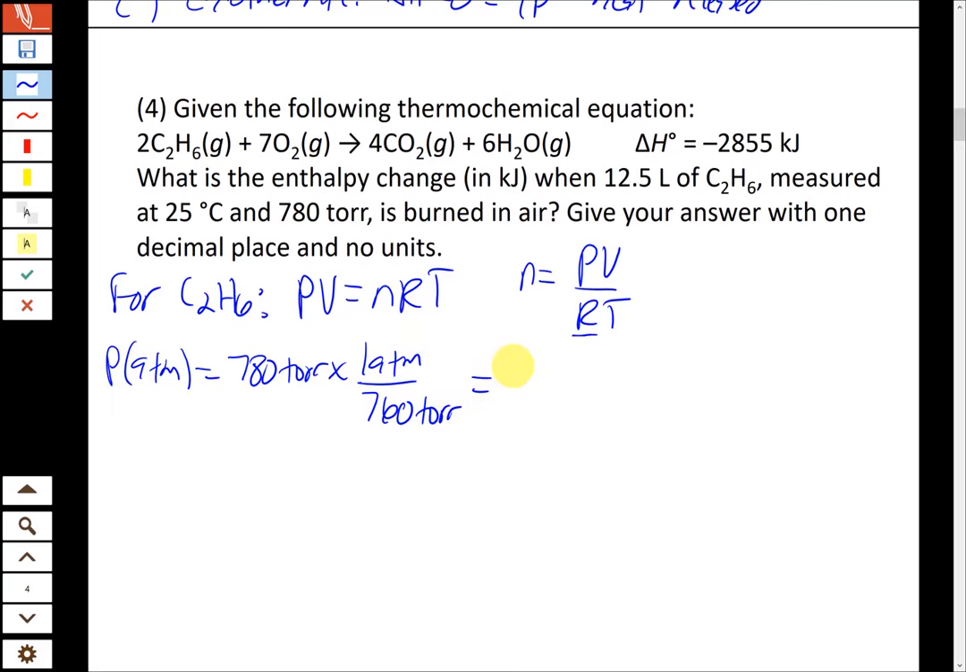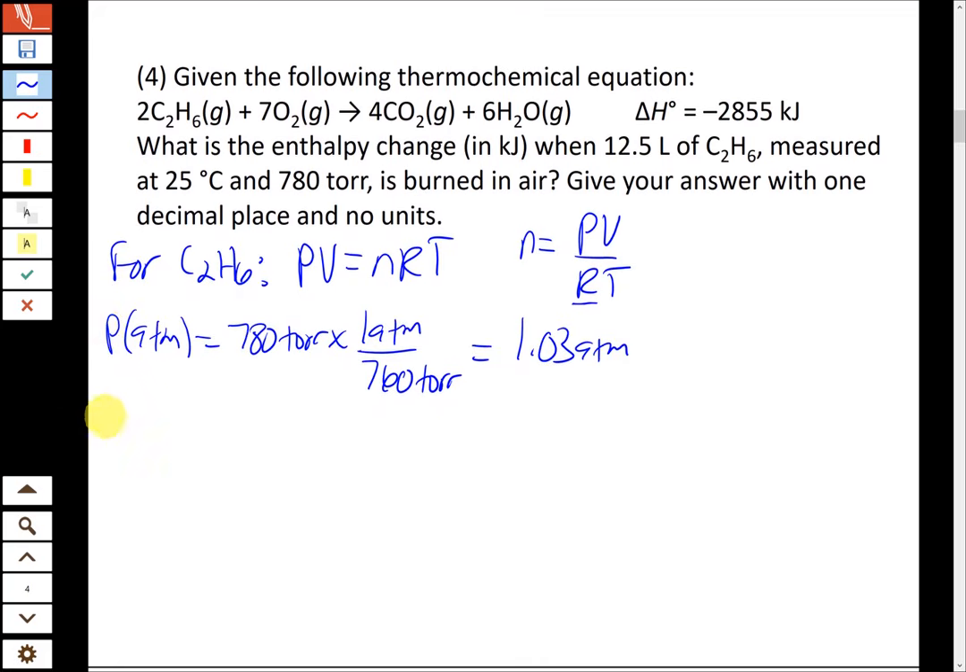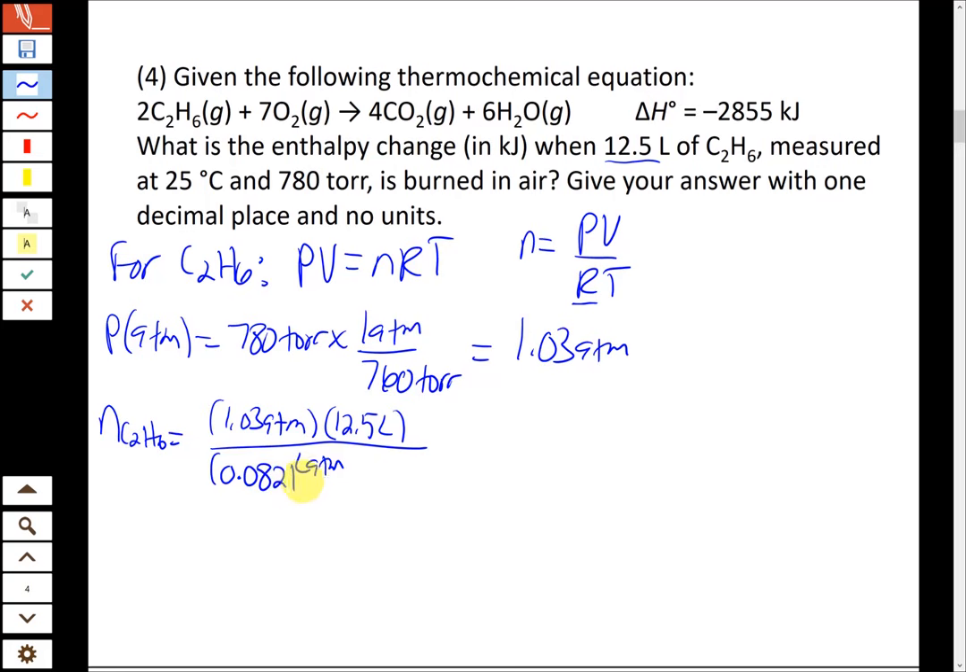So it's not all that different than 1 atmosphere, it's 1.03. All right, so that's the pressure in the correct units, and then we can now calculate the moles of that substance, C2H6, using PV over RT. So the pressure is 1.03 atmospheres. Volume is given to us as 12.5 liters. And then RT in the denominator. R is the universal gas constant. It's on the periodic table if you forget it, but it's a number that we'll use a lot throughout this exam. So it's going to be liter atmospheres per K mole.